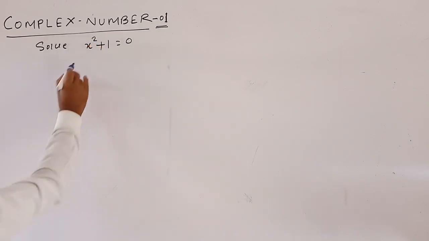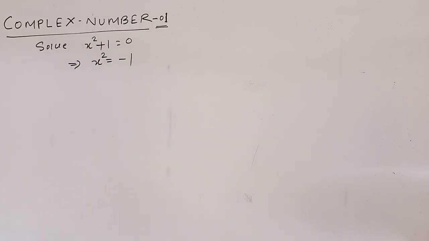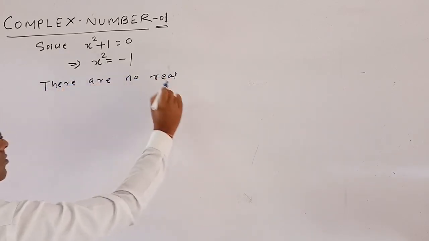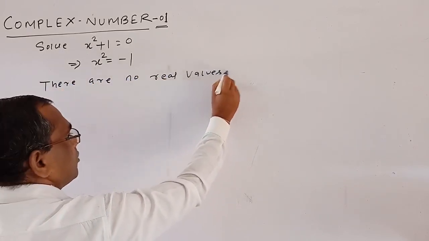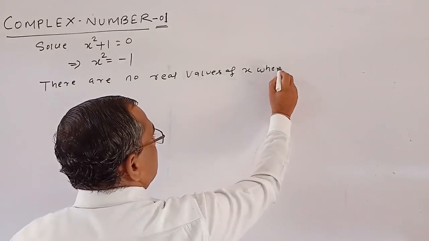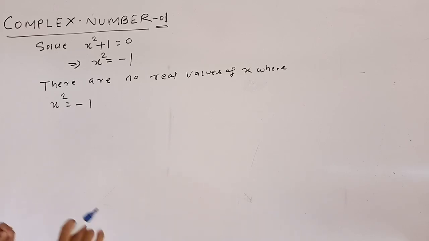So x square plus 1 equal to 0 means x square equal to minus 1. We know there are no real values of x where x square equal to minus 1. That means x square plus 1 equal to 0, its solution is impossible for real solution.